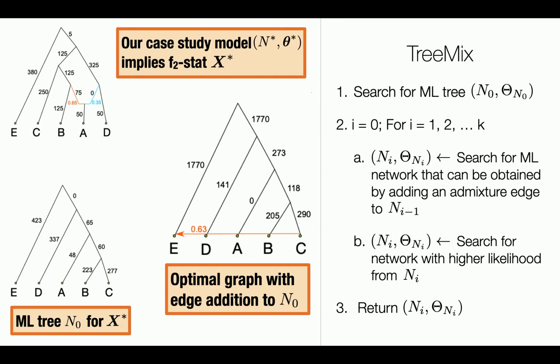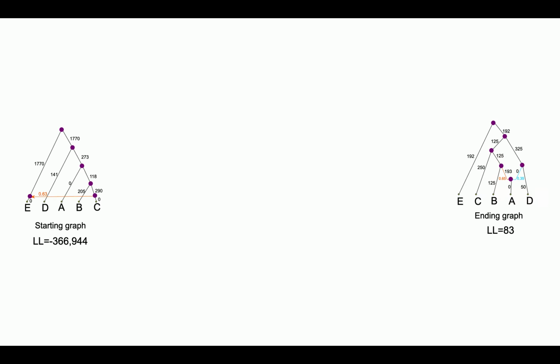Okay, and TreeMix performs other operations to search for a network of higher likelihood, namely it performs tail moves. And this begs the question whether we can traverse from our initial graph, which we just found, we'll call it the starting graph, to our true graph N star, which we're calling the ending graph on the right. And we want to do this traversal using tail moves. So I'm showing a tail move here. It relocates the source of the edge in orange. So it moves that source vertex from the edge incident to C to the edge incident to B.